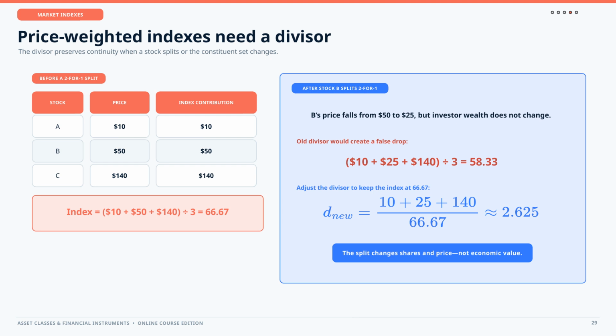The index provider therefore adjusts the divisor to about 2.625 so the level remains continuous. Divisor adjustments separate mechanical corporate actions from genuine market performance.